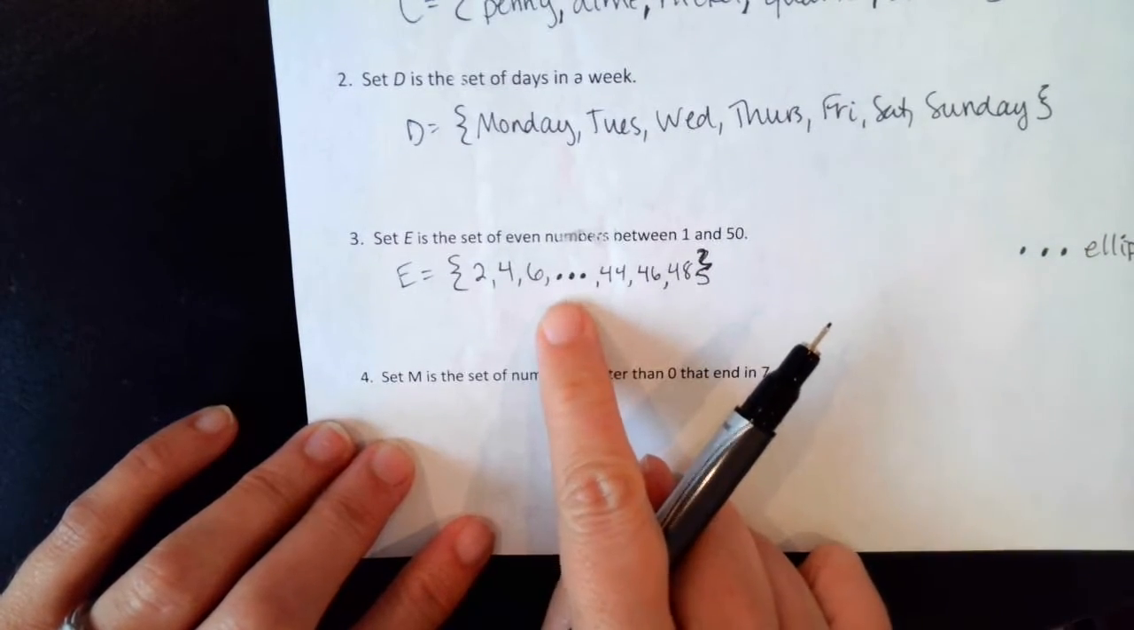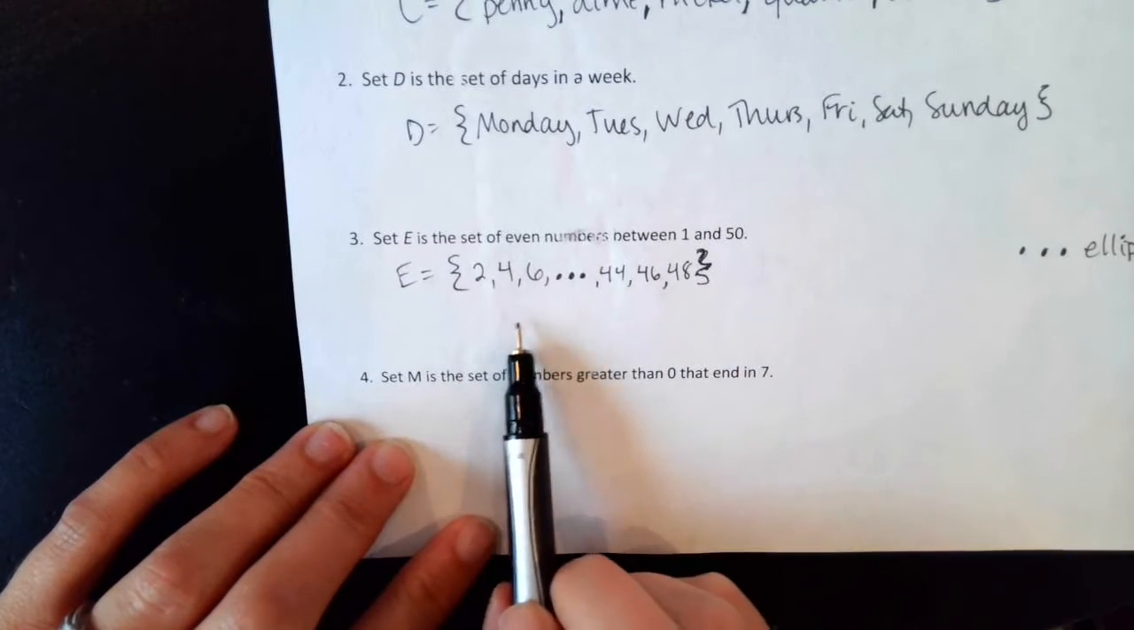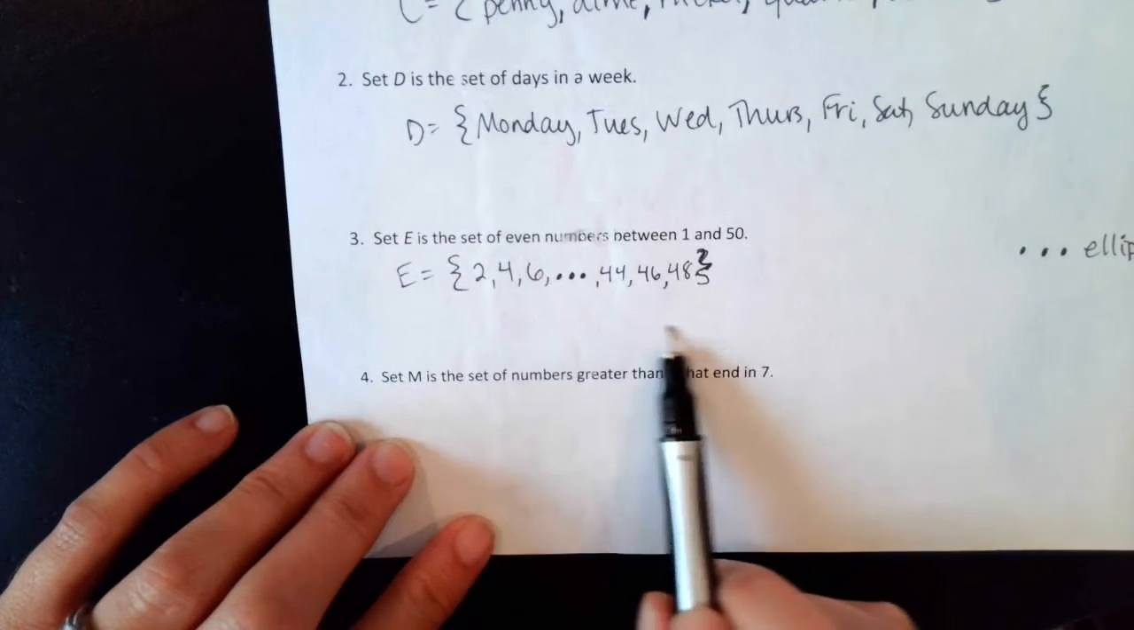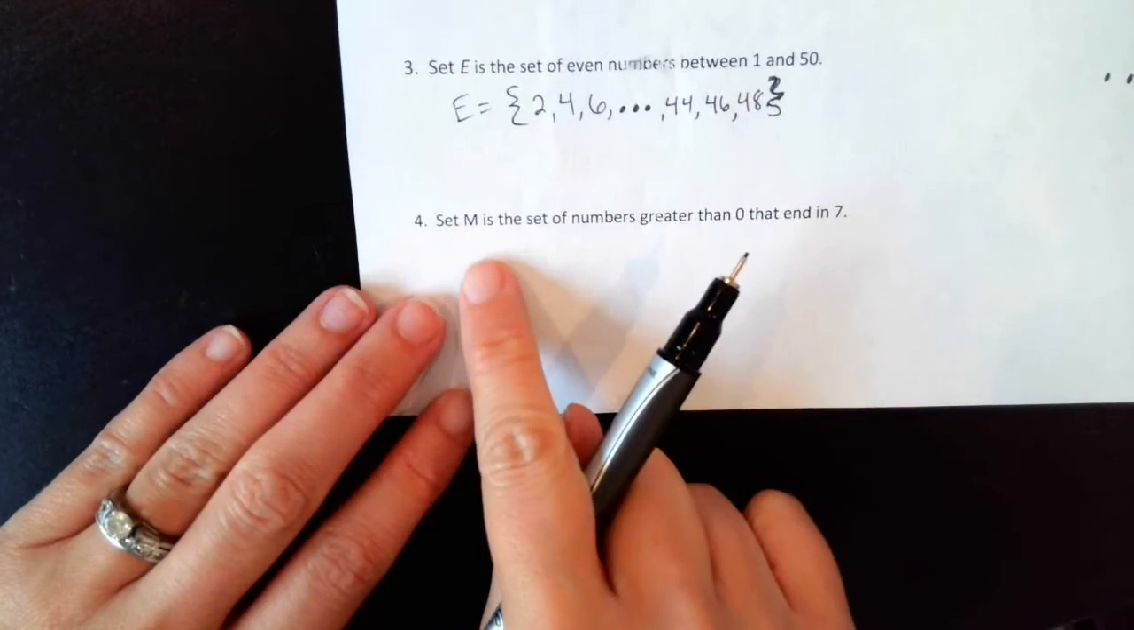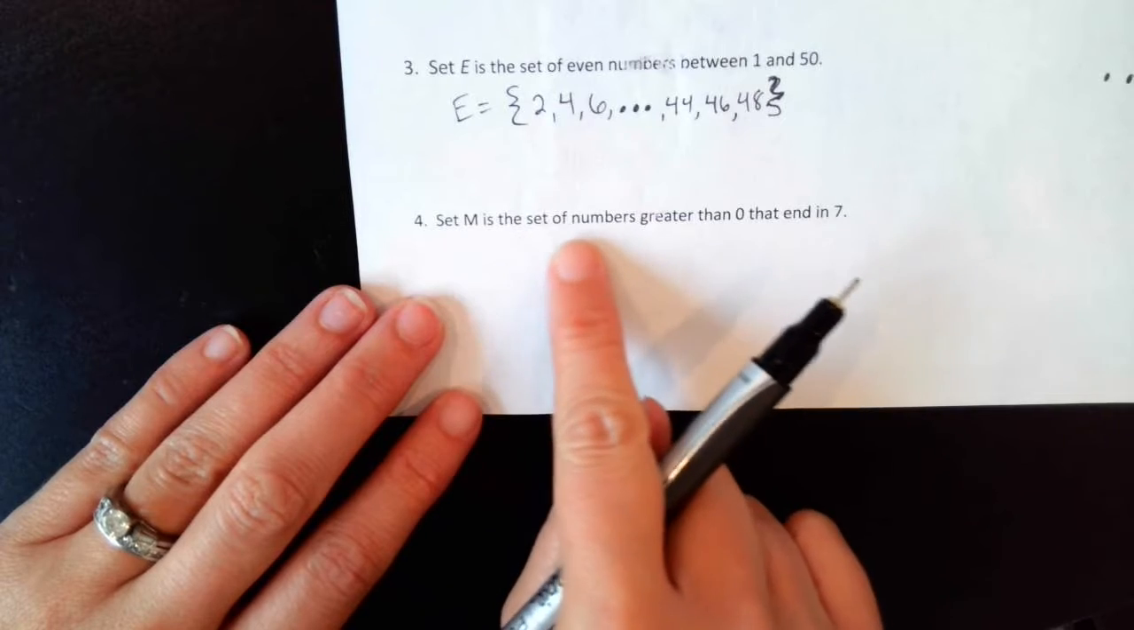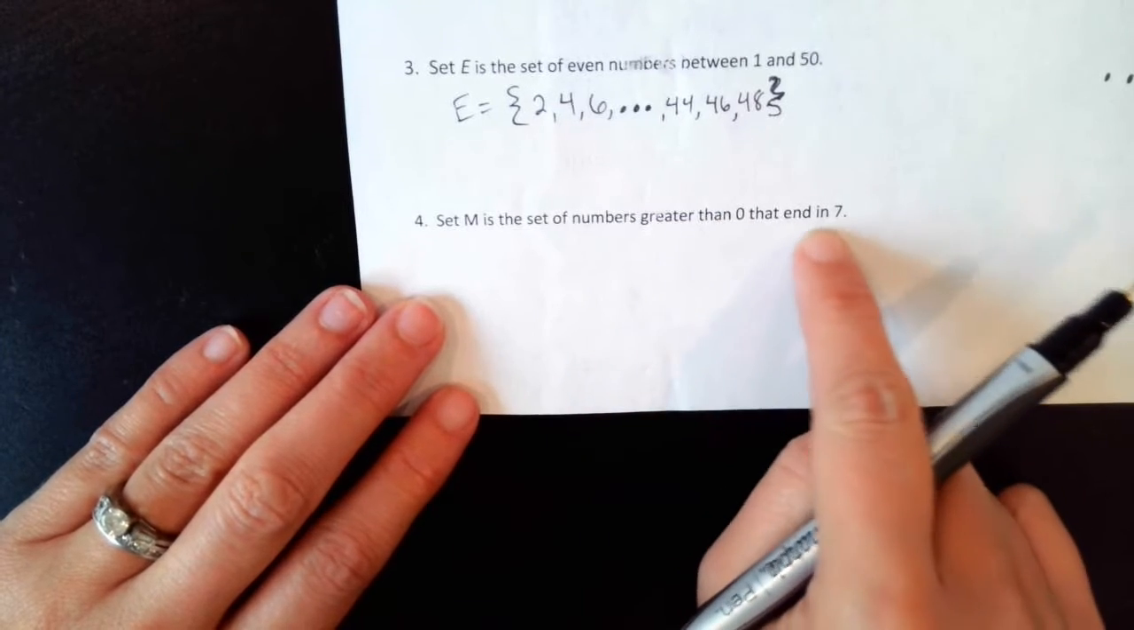So this is a nice shortcut. If you didn't have this, you'd have to write 2, 4, 6, 8, 10, 12, 14. You would have to write all those numbers, and that would take you a long time. Let's look at this one. Set M is the set of numbers greater than 0 that end in 7.